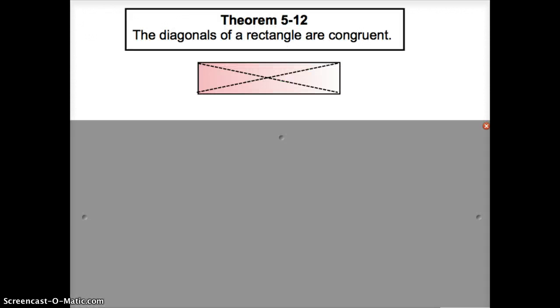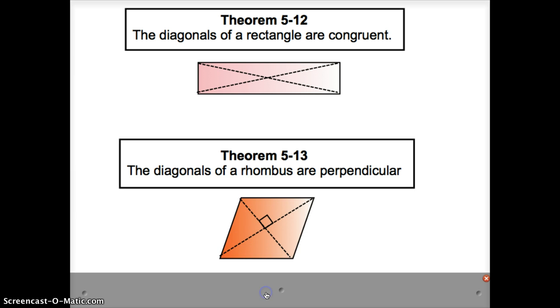A couple of theorems that we have from this lesson are that the diagonals of a rectangle are congruent, which means not only do they bisect each other, but they also remain congruent with each other. The diagonals of a rhombus are perpendicular to each other. So not only do they bisect each other, but they are also perpendicular to each other.